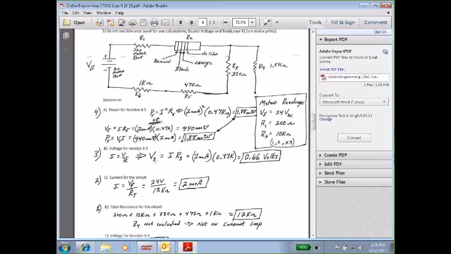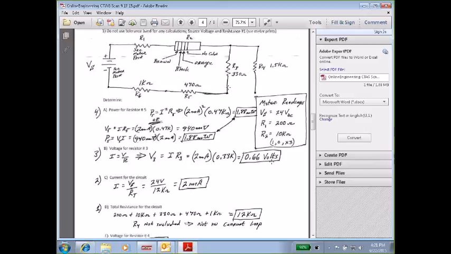So if I'm looking for V3, I would want the current, which is the same everywhere around the loop. That's the second law about series circuits. The current's the same everywhere throughout the loop. And multiplied by R3, the value of R3. So 2 milliamps times 0.33K is 0.66 volts.